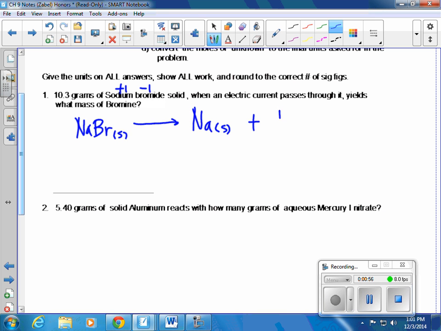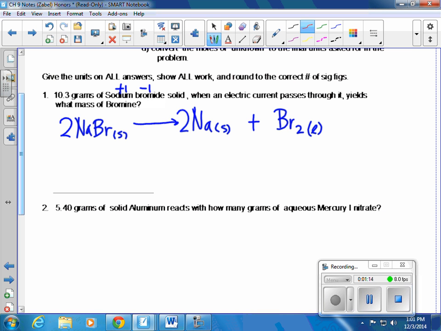Sodium is going to become a solid. Bromine is diatomic, which is a liquid at room temperature. Now I need to balance this. I have 2 bromine on the right, 2 bromine on the left, and now I need 2 sodium on both sides, and I have this balanced. Okay, then go back and make yourself read.